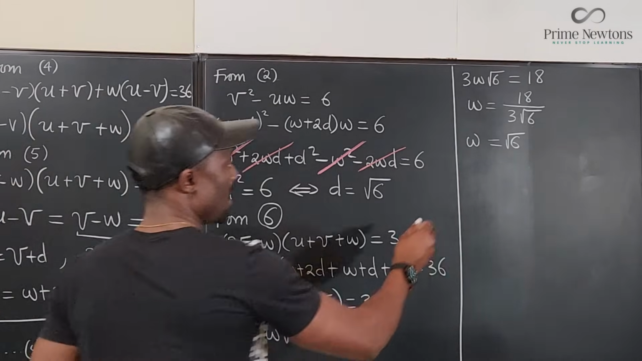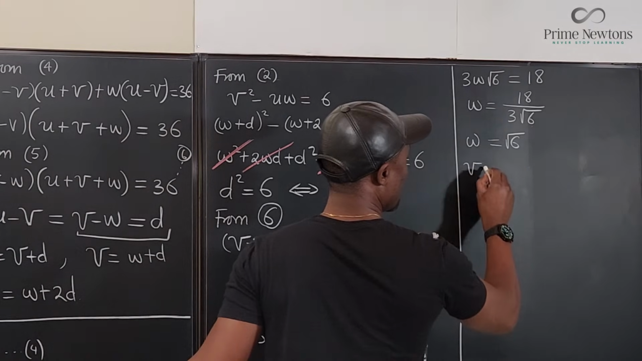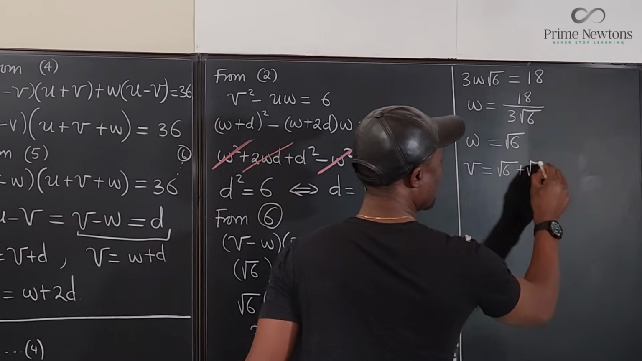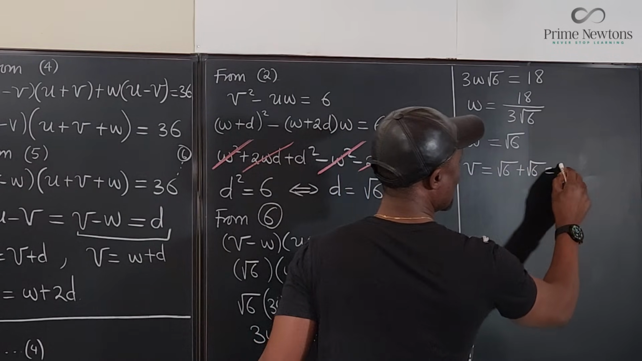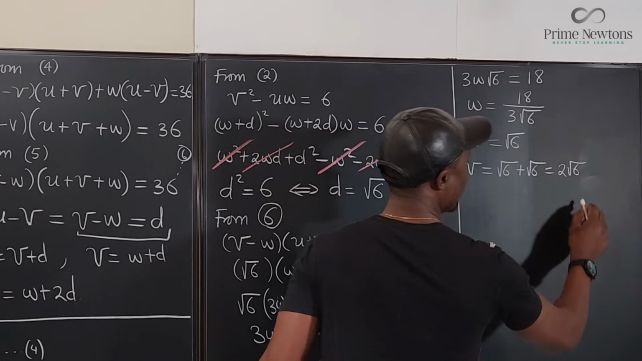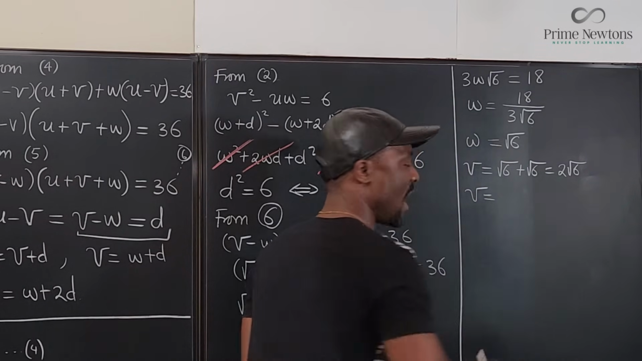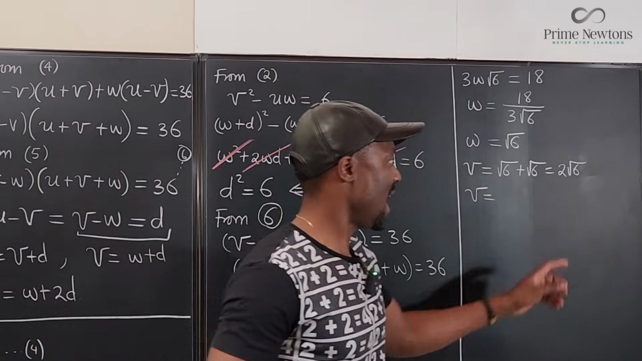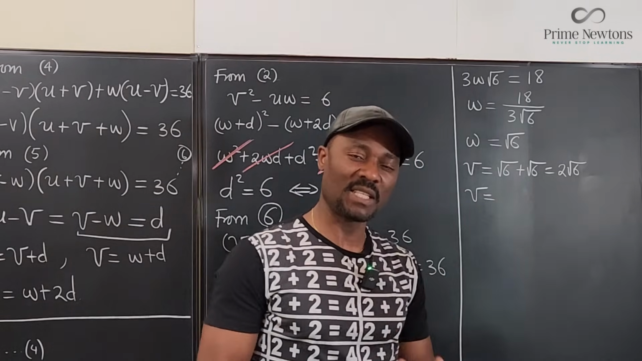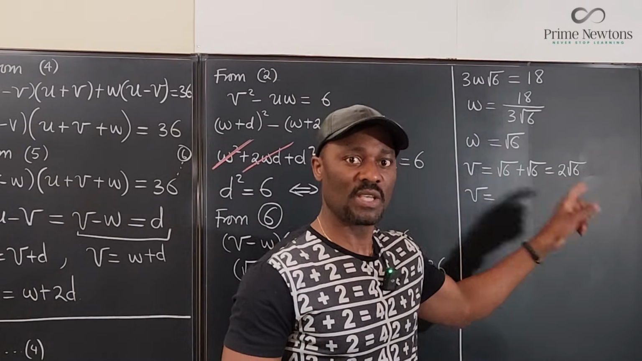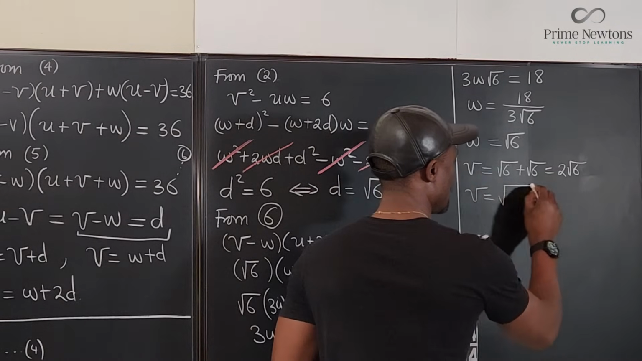because if w is square root of 6, we know that v is w plus d. So v equals square root of 6 plus square root of 6, which is 2 times square root of 6. Can we write this as a radical? Yes. What is 2 times square root of 6? Push the 2 under the radical, it gives you 4. 4 times 6 is 24. v is the square root of 24.